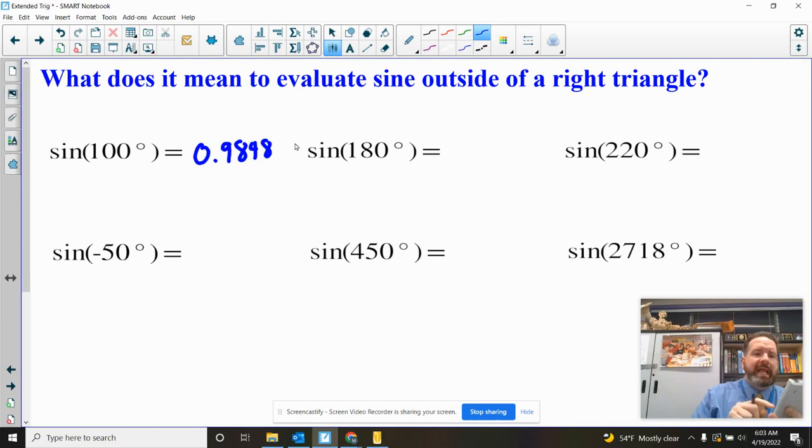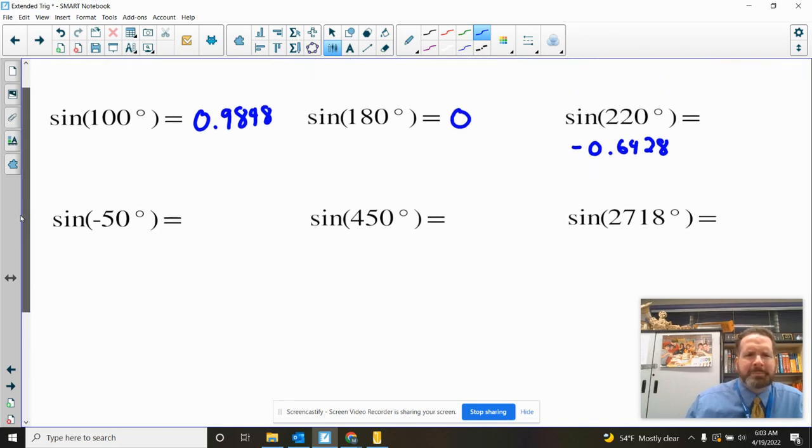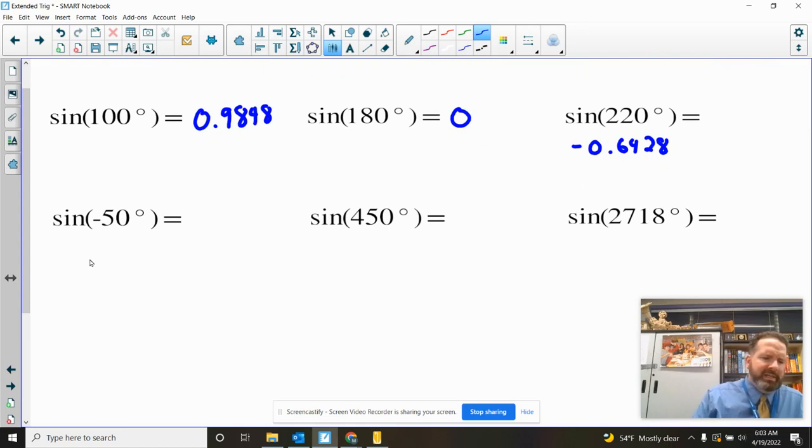How about sine of 180 degrees? Oh, that's interesting. Sine of 220 degrees. Oh, it's negative this time. Negative 0.6428. So something's going on because I've got a sine of 0. I've now got a sine that's a negative number. Let's see what else happens here. Sine of negative 50. Can you even do a sine of a negative angle? Yes, you can. I ended up getting this time another negative number. That won't always happen, but it will sometimes.